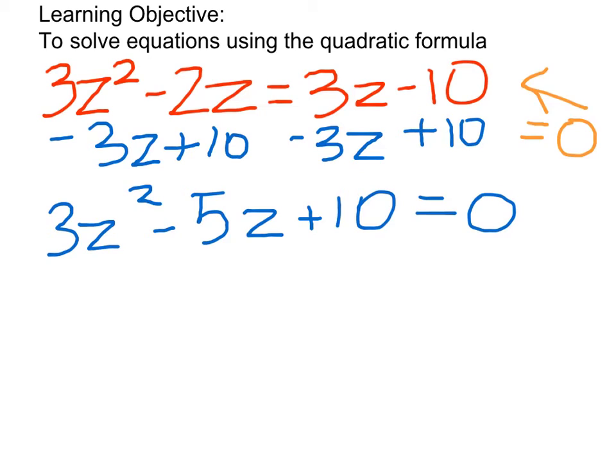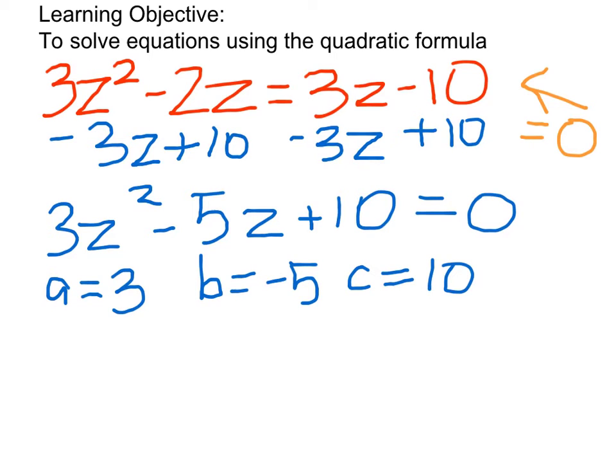And when I want to look at the quadratic formula and plug my equation in, I want to know which one equals a, what equals b, and what equals c. So a equals 3, b equals negative 5, and c equals 10.